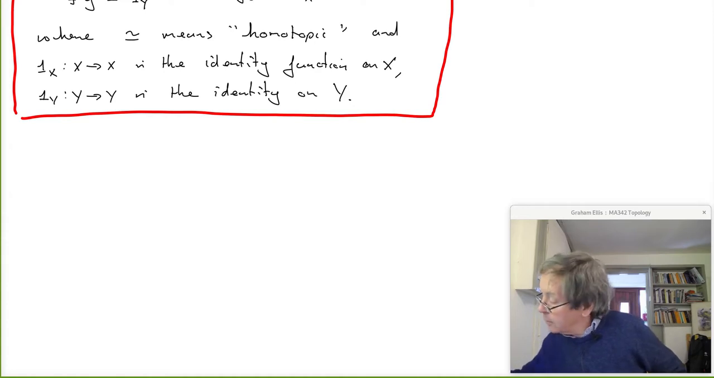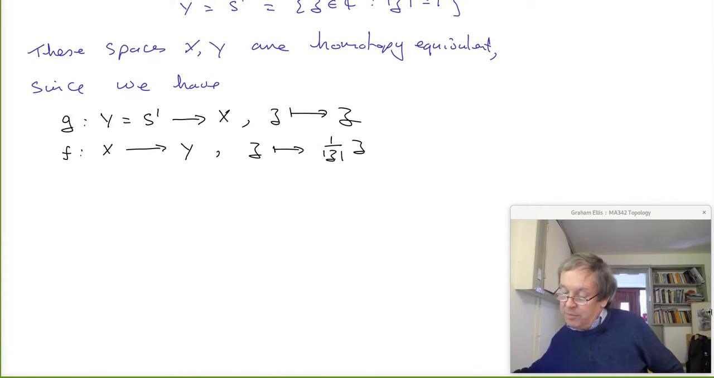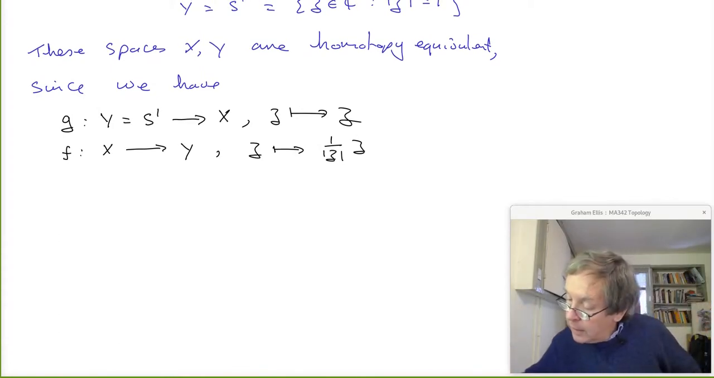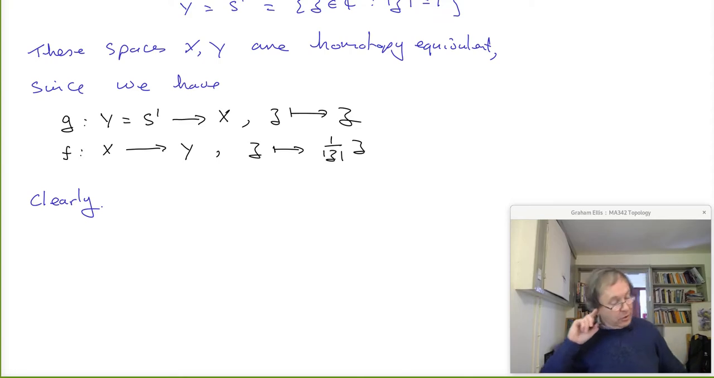Hang on. I should learn to master this going up and down on the white page better. So let me go back to blue. My notes say something you should never write down, clearly. Usually when I say clearly, it's probably not even true, but I think it is clear. Okay, let's just check it is clear.